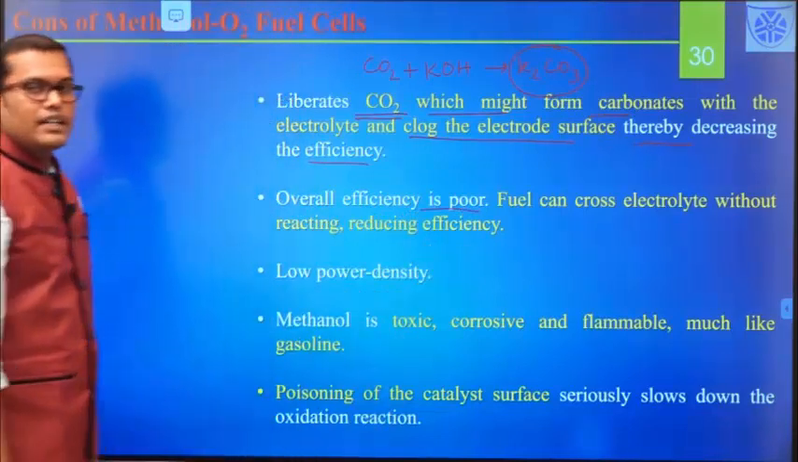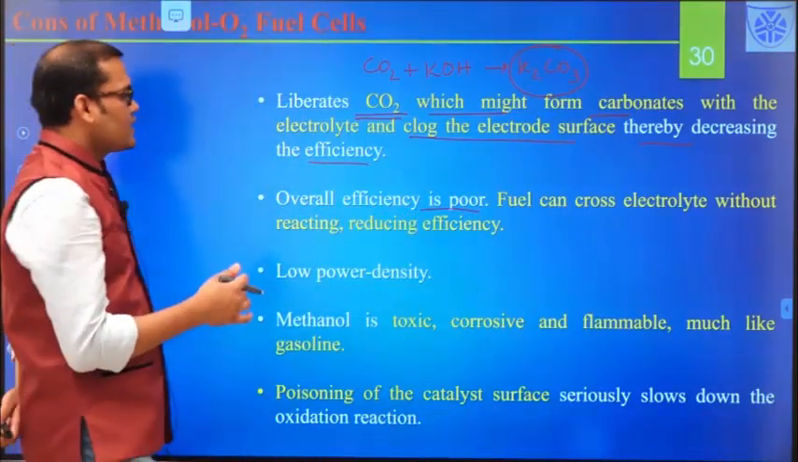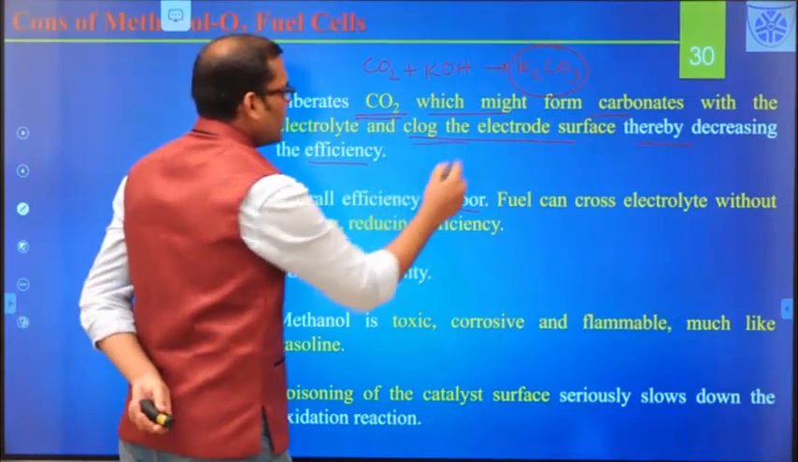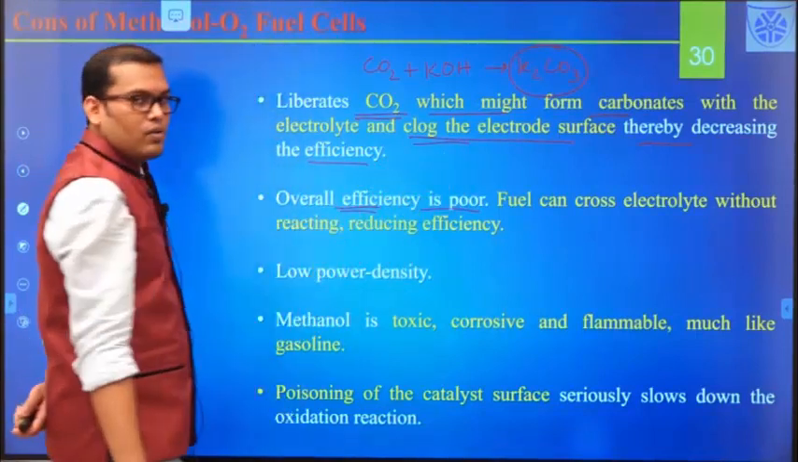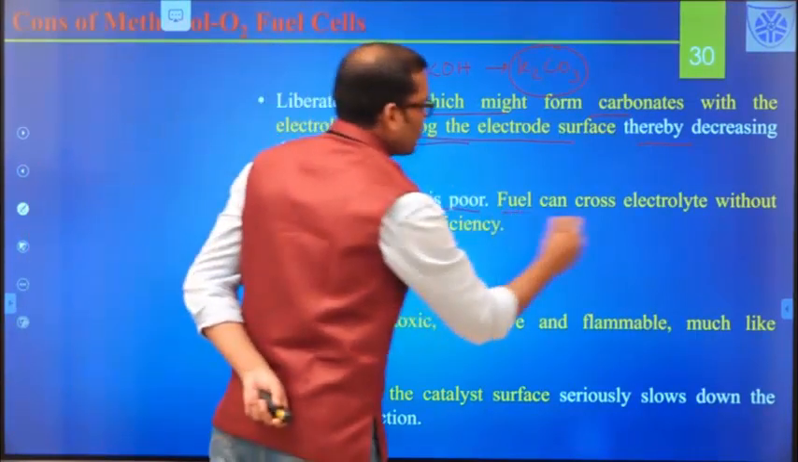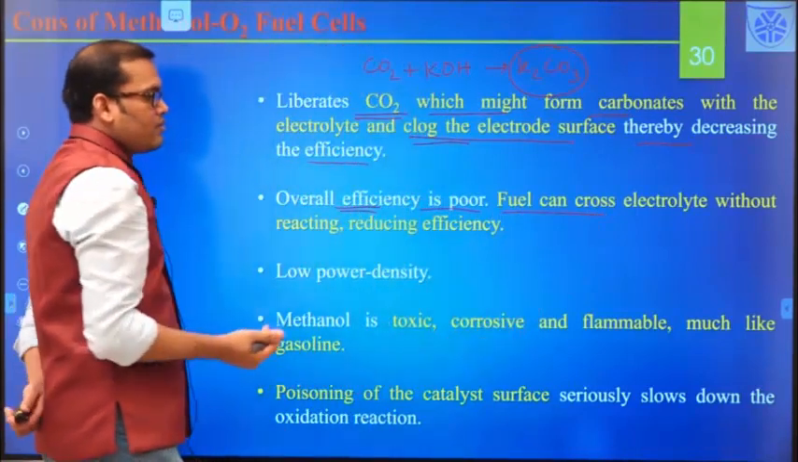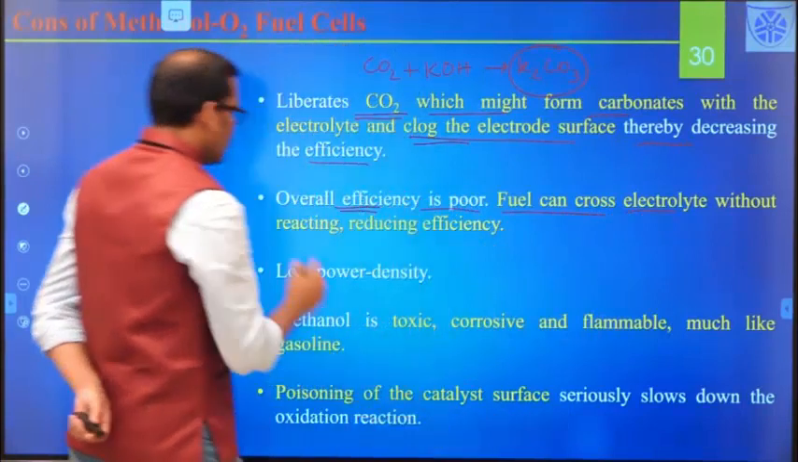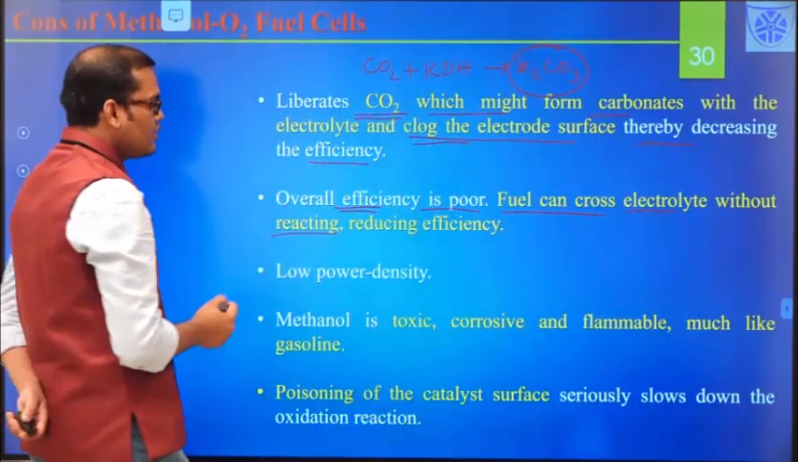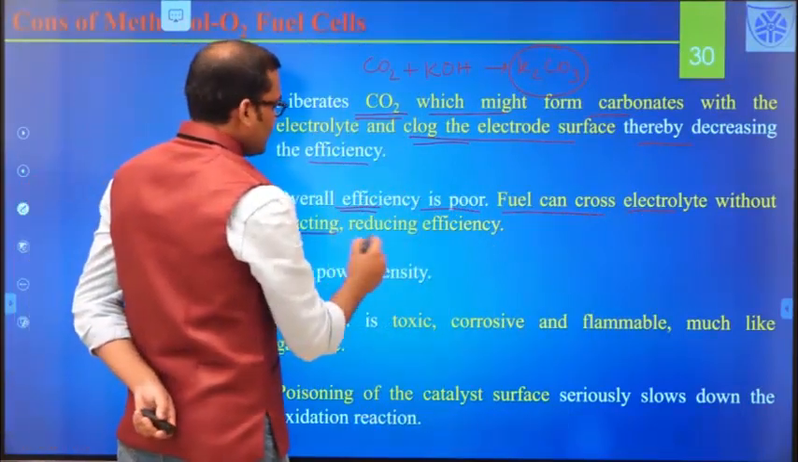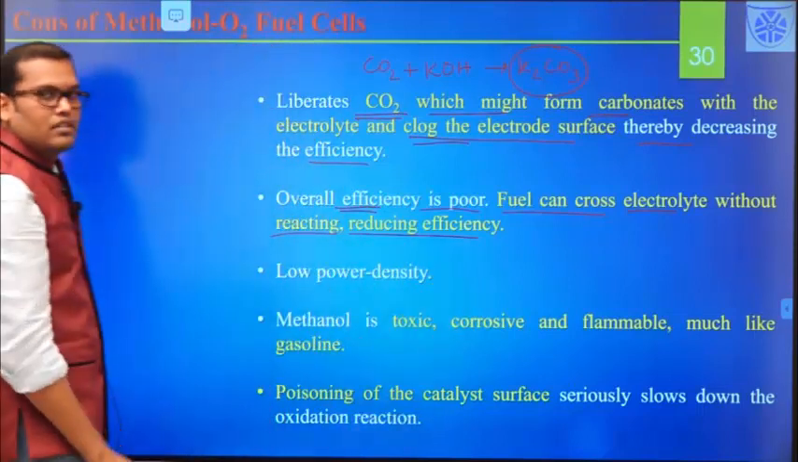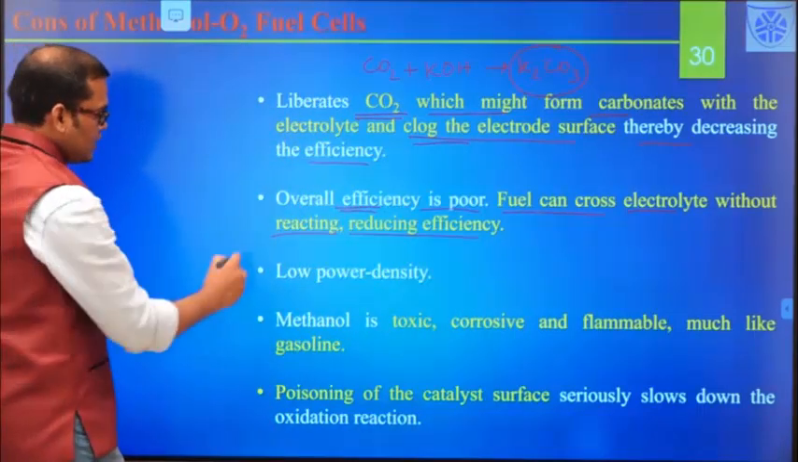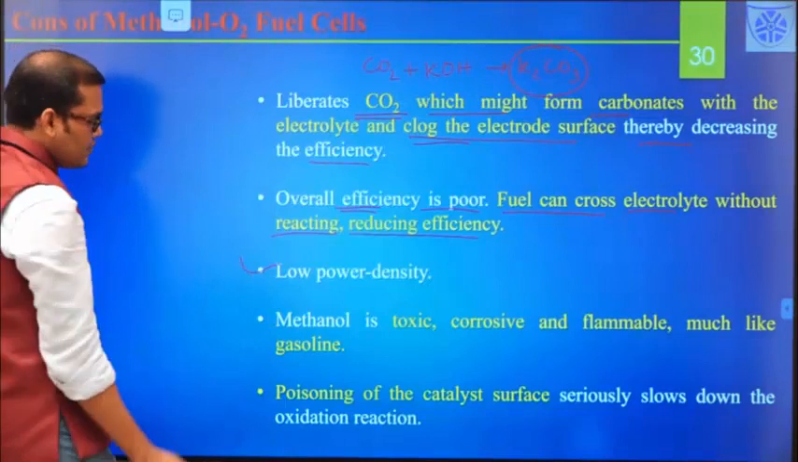Although it has a higher energy density, the overall efficiency is getting lower because of this clogging. And fuel can cross over, the methanol. The fuel you are using, like methanol, can sometimes cross the electrolyte without reacting. As a liquid, it will simply flow without reacting, and by that you can expect lower efficiency. It also has a low power density, which is one of the disadvantages.